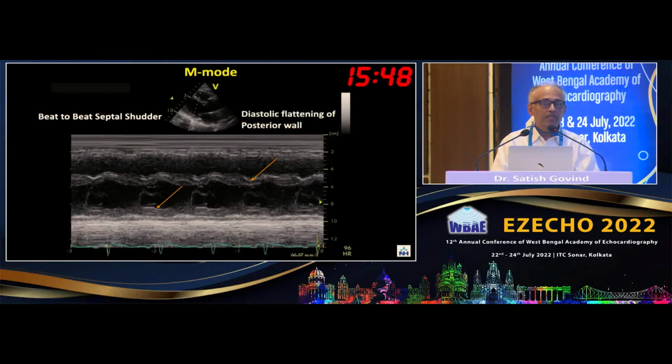Then you have these less important ones. You have the septal shudder, which occurs beat to beat. You have these small inward motions towards the left ventricle and then going back. And then the flattening, which may or may not be there.